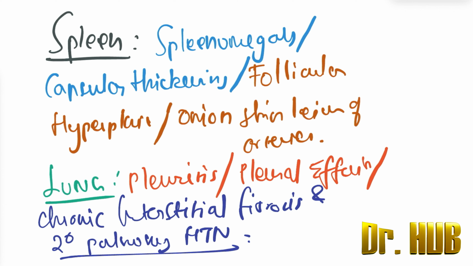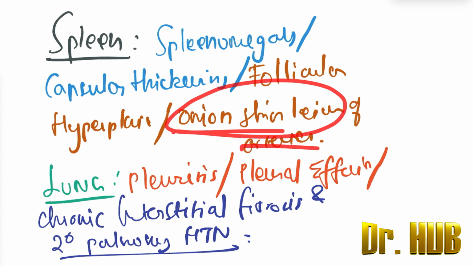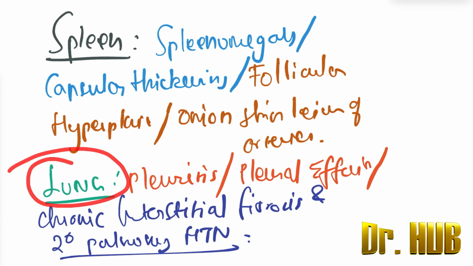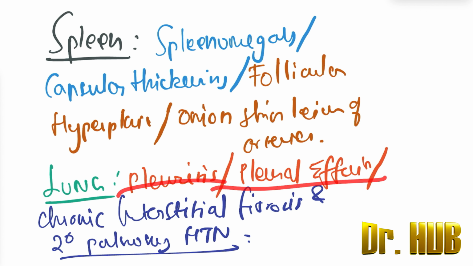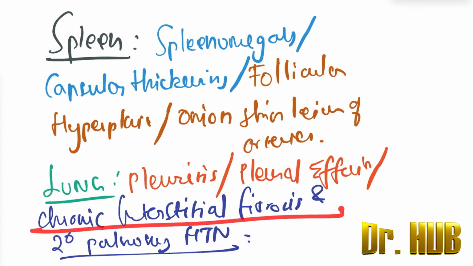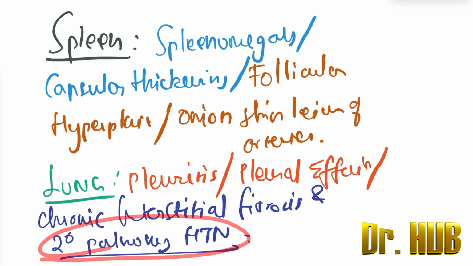Now let's recap. So here we saw the spleen. In terms of the spleen, there is the presence of splenomegaly. There can be capsular thickening. There is also the follicular hyperplasia. There is the presence of the onion skin lesion of the arteries. When you look at the lungs, there is pleuritis, there is pleural effusion as well. There is also the chronic interstitial fibrosis as well as the secondary pulmonary hypertension.